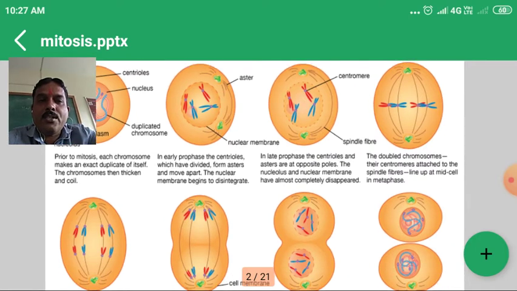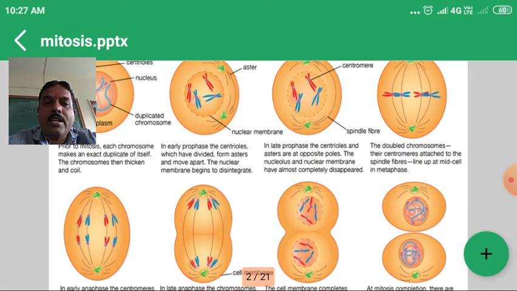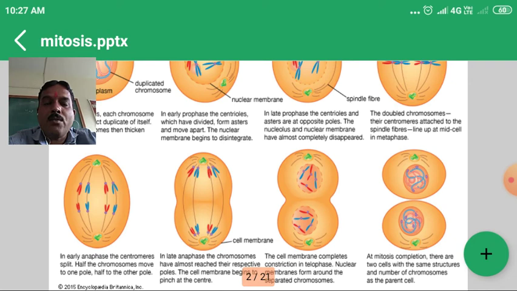In anaphase, in early anaphase, we can observe the division of the centromere. Once the centromere divides, the chromatids start to move toward the opposite poles. In late anaphase we can clearly observe the division and the movement of one group of chromatids to either side of the cell.